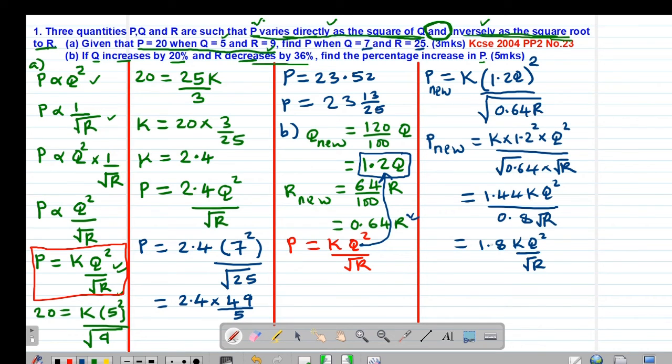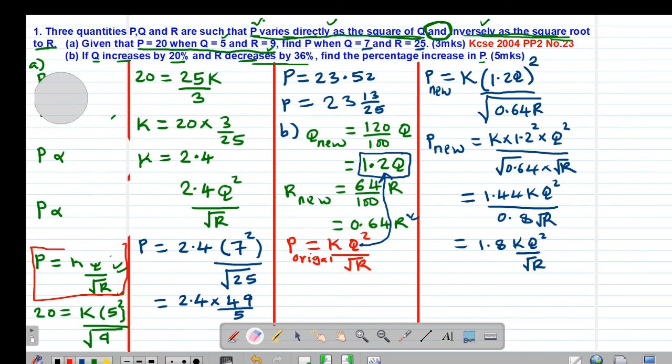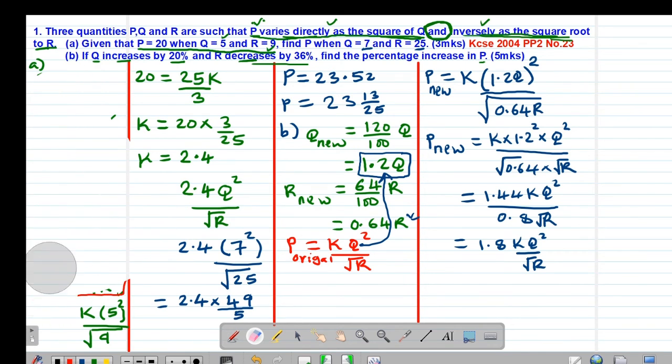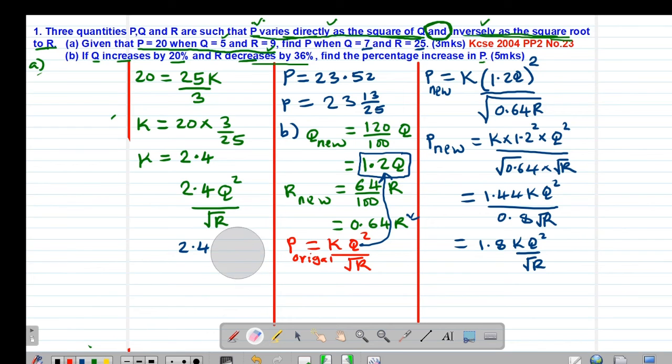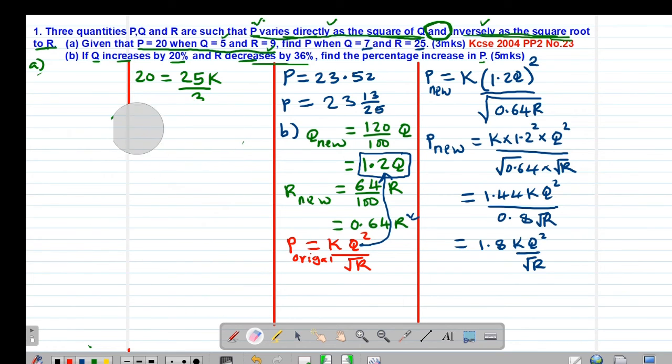1.44 divided by 0.8 is where I'm getting the 1.8. Now, once we have the original value of P and the new value of P, then we can find the percentage change in those two. Remember, this was the original value of P. Therefore, if we want to get the percentage change, we are going to have the following. So this is how we find the percentage change.